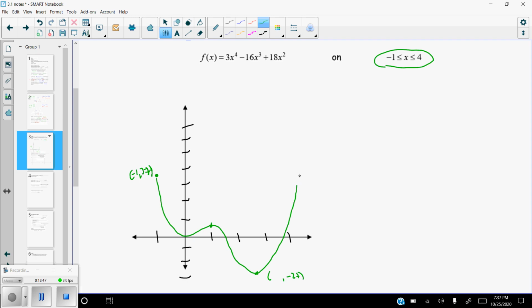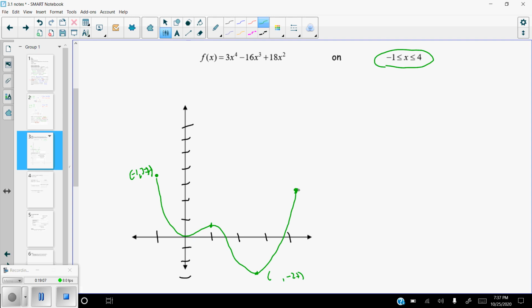But I'm pretty sure that it's lower than the 37 on the left. So I'll just put a dot there somewhere. I don't remember exactly what it is. You could obviously plug in 4 to your function there and figure out what that actual value is. Pretty sure it's lower than 37.